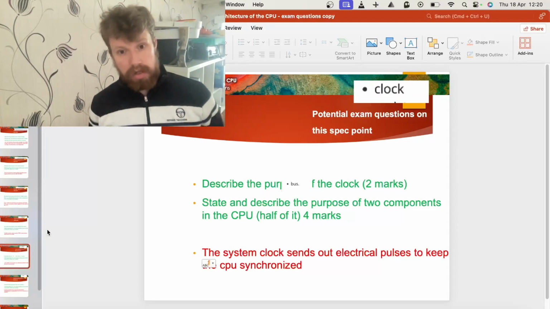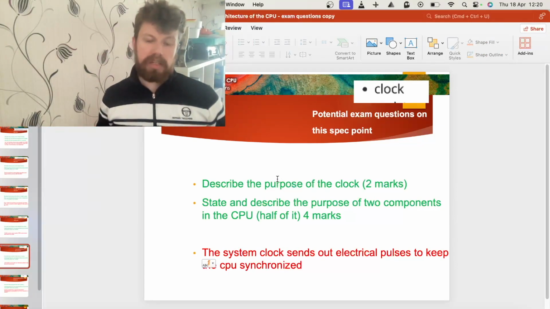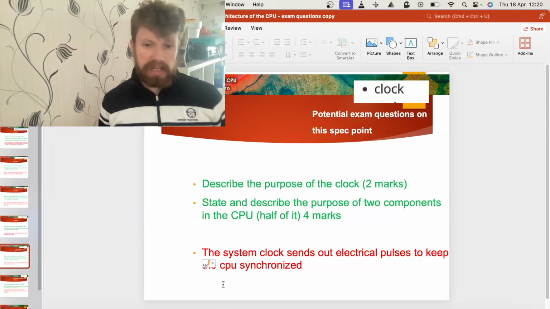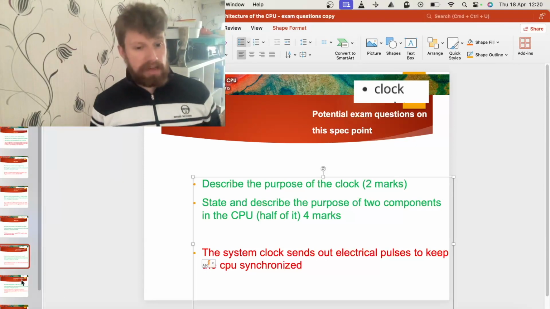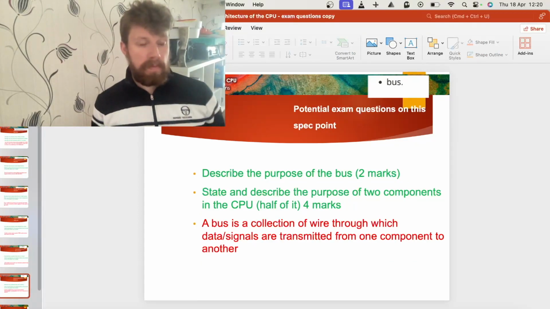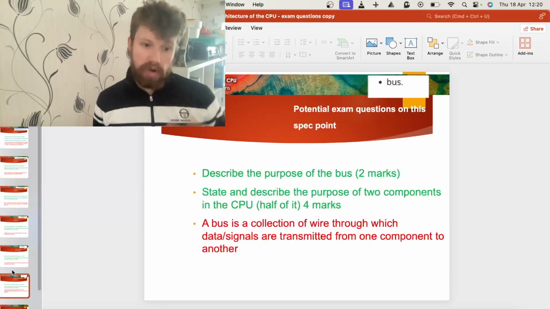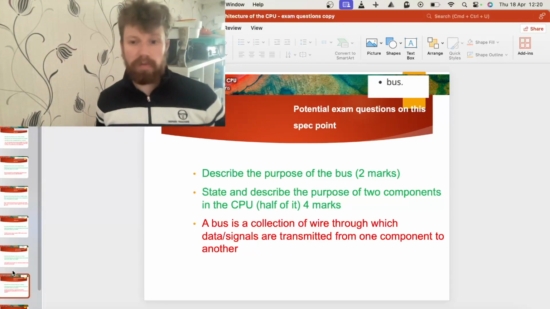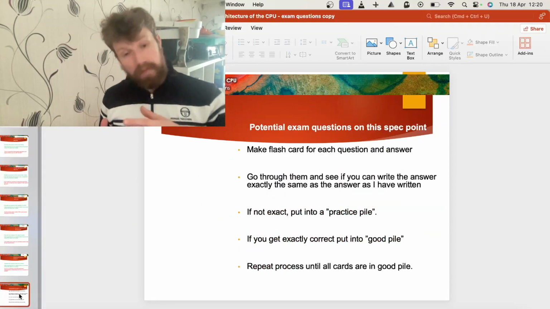The clock: you just need to get the definition for it. The clock sends out electrical pulses to keep the CPU synchronized. So again, just get that definition down. Bus: from the specification point, they've given us the description of that, so I've just used that when describing this. Just say a bus is a collection of wires through which data signals are transmitted from one component to the other. That draws us to the end of all of the information you need to know for those spec points.